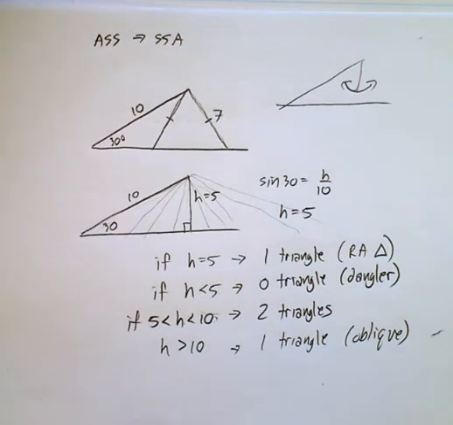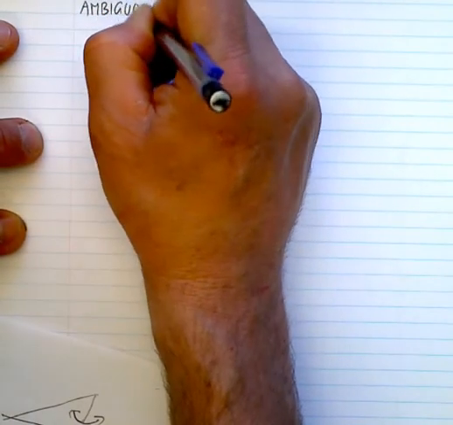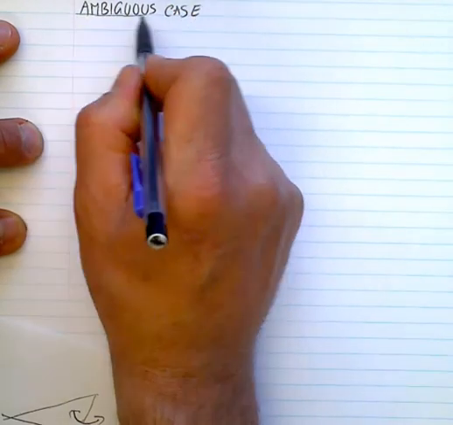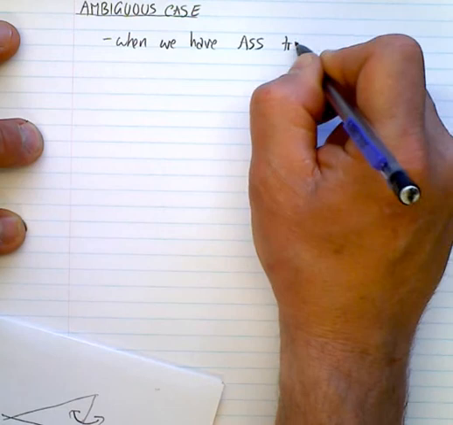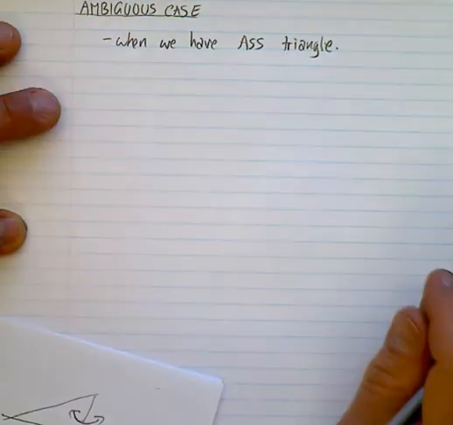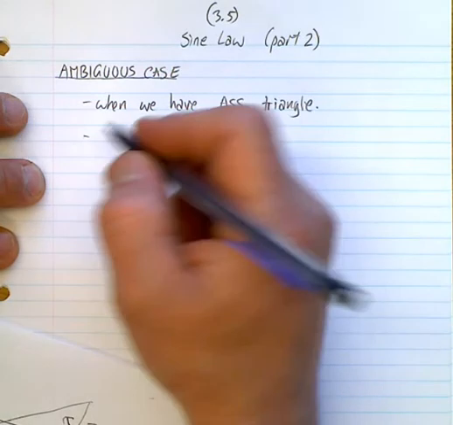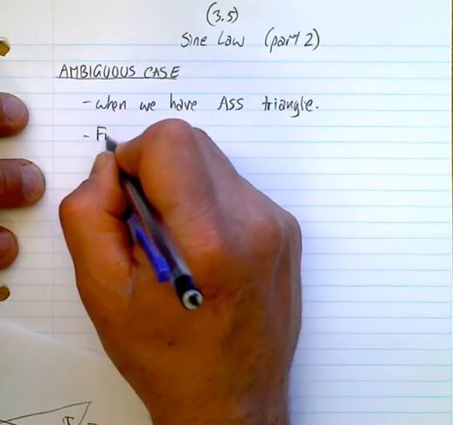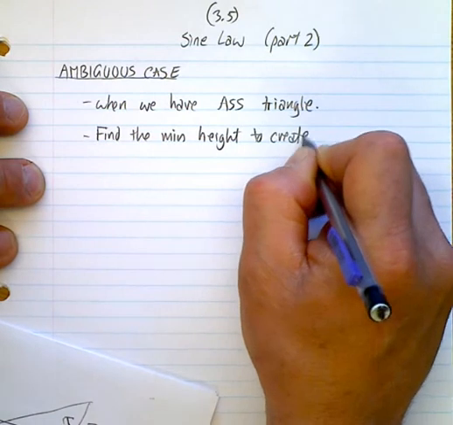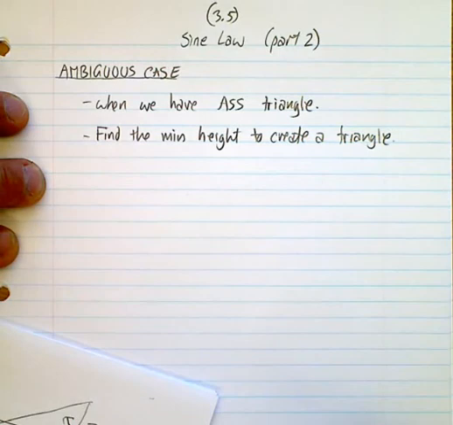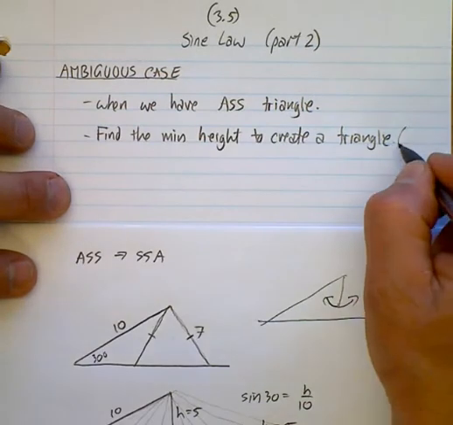What I can do is just write down a couple quick points for you. So here we go. The ambiguous case occurs when we have an ASS triangle. When we have an AAS triangle, the first thing that you have to do is find the minimum height to create a triangle. Find the minimum height to create a triangle. That would be this step right here, finding out that H, and we'll call that H.